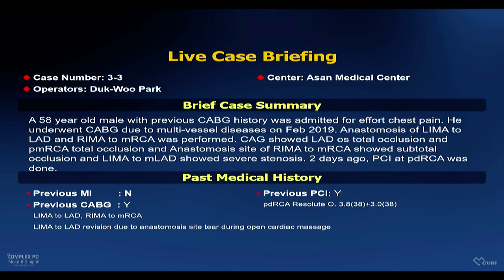At the time, the LIMA to LAD anastomosis was injured, so a revision was done, and 2 days ago we took the angiogram. Angiogram showed the LAD was totally occluded, and proximal to mid RCA was also totally occluded, and the anastomosis of LIMA to RCA showed a soft occlusion, and the LIMA to mid LAD also had severe stenosis. At the time, PCI of the proximal to distal RCA was performed.